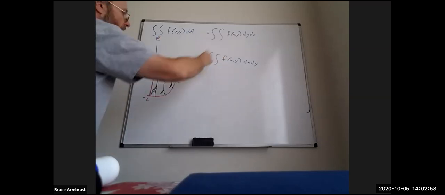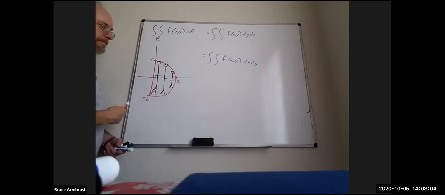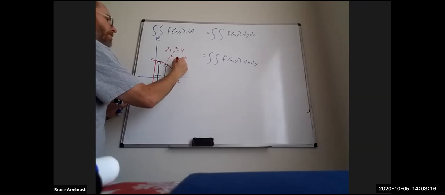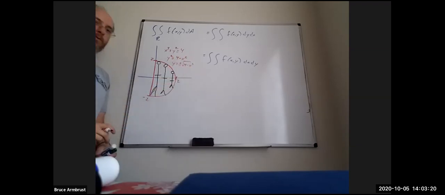Well, regardless, we need to get the equation of this circle so that we can solve it for y. All right. So what's the equation of this circle? x squared plus y squared equals 4. Good. So x squared plus y squared equals 4. So if we solve that for y, we get y equals plus or minus the square root of 4 minus x squared.